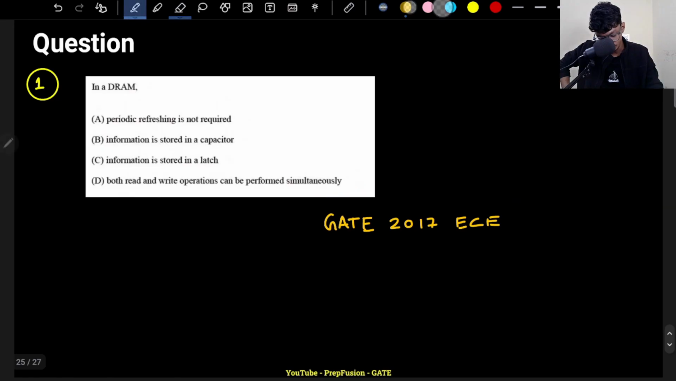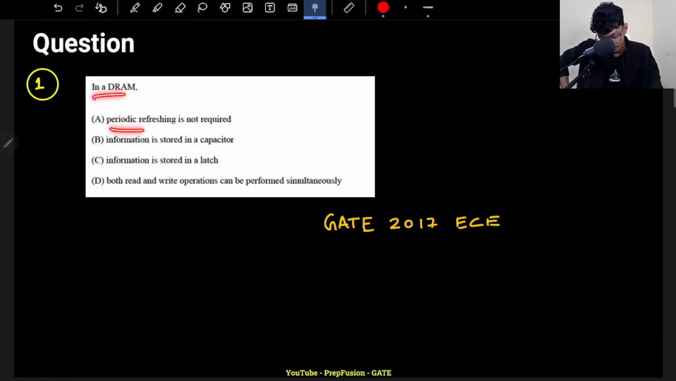2017 EC. In DRAM, periodic refreshing is not required. No, this is not correct, right? Periodic refreshing is actually required. Information is stored in capacitor. Yes, we use capacitors to store the information. Information is stored in latch. No, this is used in SRAM.